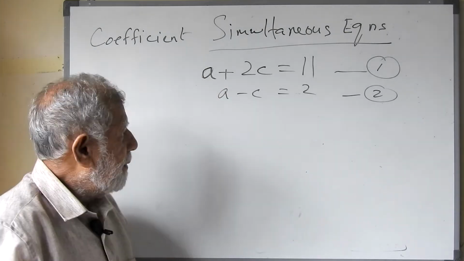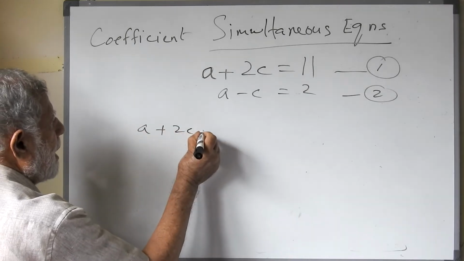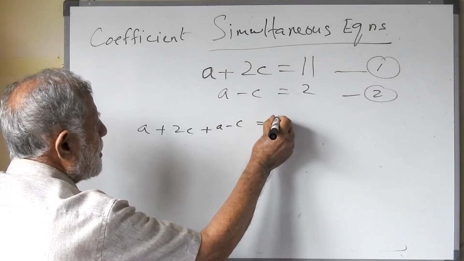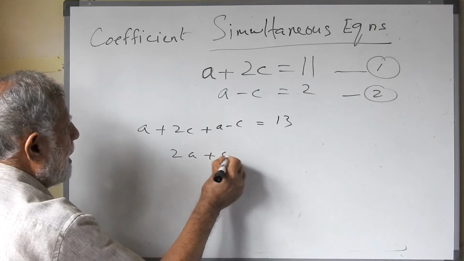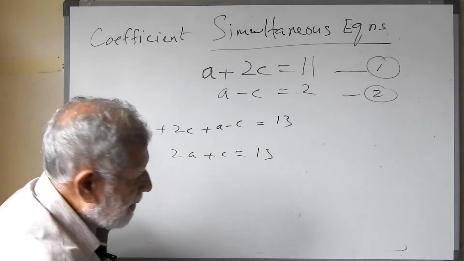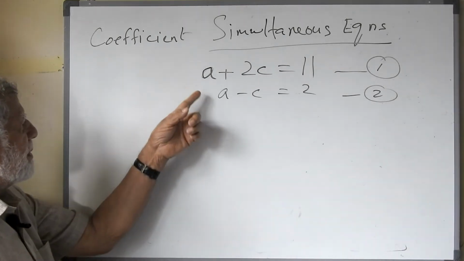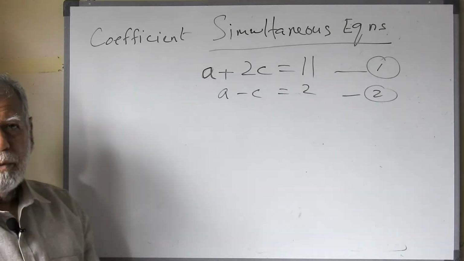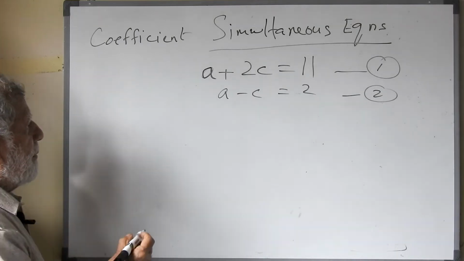So what do we do? If we add the two equations, a plus 2c plus a minus c is equal to 11 plus 2, 13. So there will be 2a plus c is equal to 13. So nothing is getting cancelled when you add. But we will subtract and see. You will notice that when you subtract a, it gets cancelled. From looking at the equation, you will be able to notice whether you can subtract or add. So we will subtract.